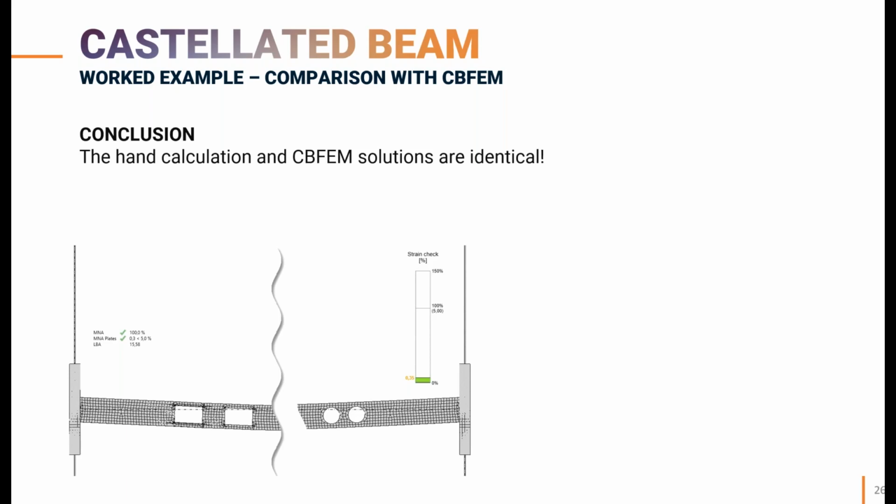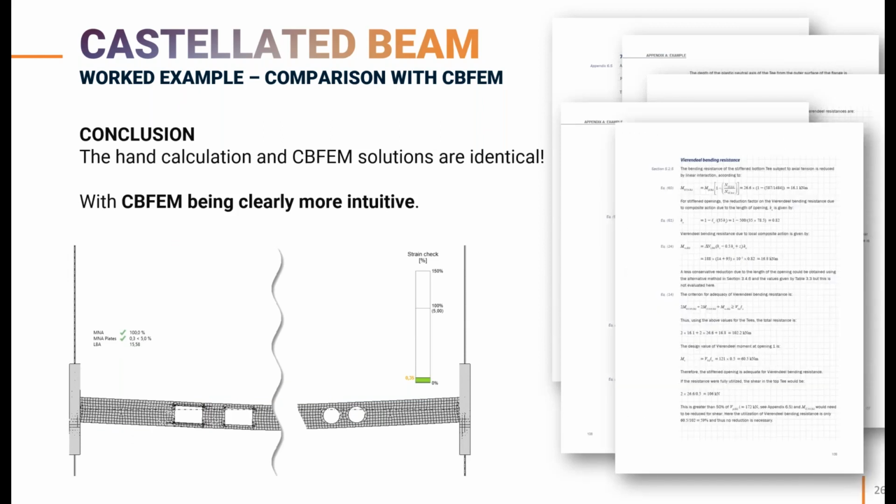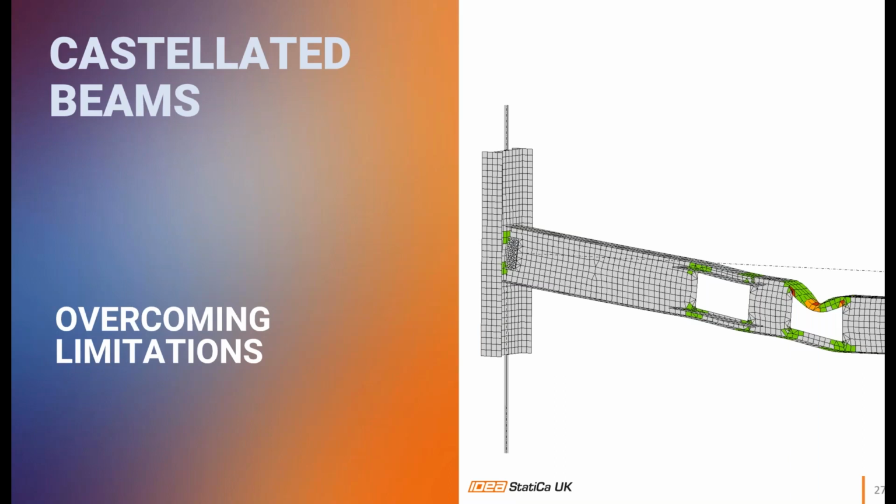However, from the demonstrated workflow, it's clear that the CBFEM calculation is more intuitive, as instead of interpreting several pages of hand calculations, the designer can visually identify the substructure parts that need to be stiffened from their deformation and strain status. Now that we stand on solid ground, let's see how we can safely generalize the CBFEM calculation and move to the final section of this presentation, which is overcoming the limitations of the current methodologies.